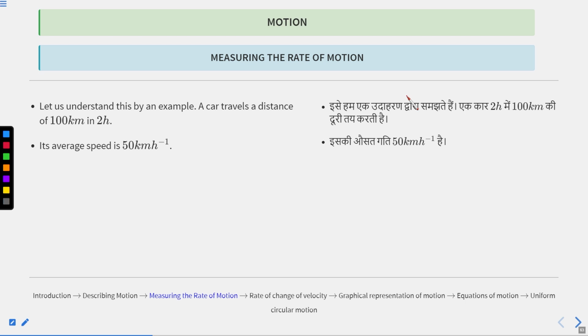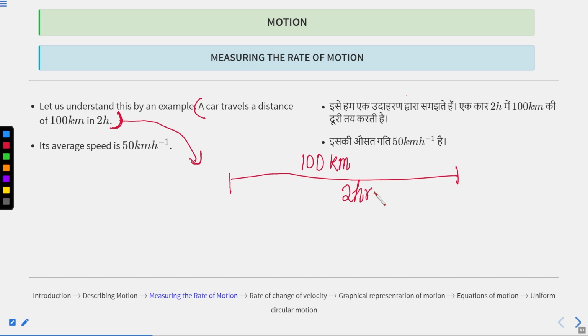So let's understand speed through an example. A car traveled a distance of 100 kilometers in 2 hours. Okay, a car has covered 100 kilometers in 2 hours.